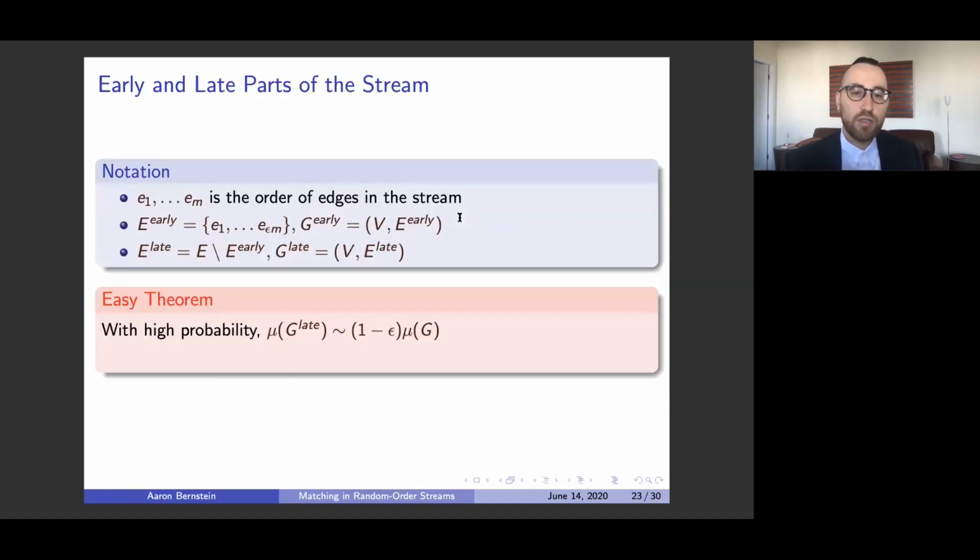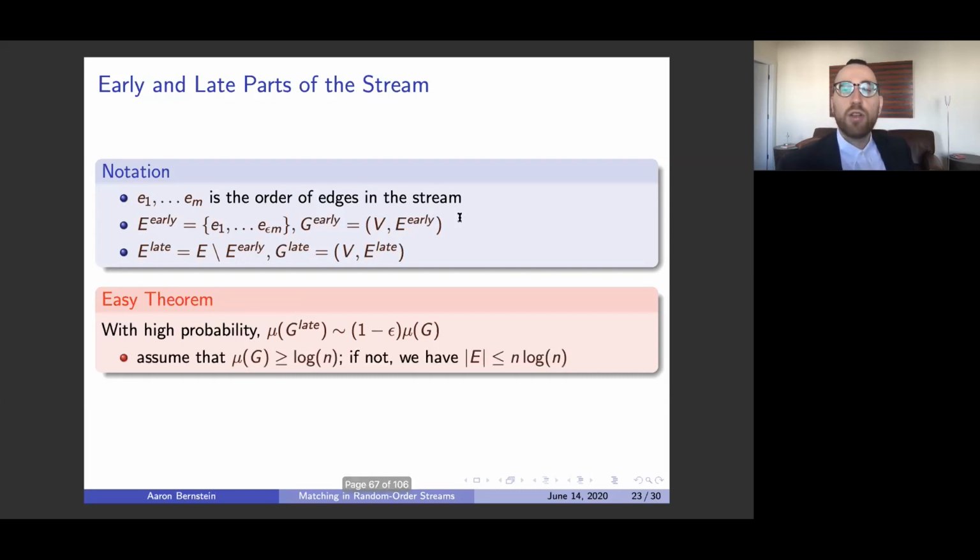So first, just some basics. We're going to split the stream into an early part and a late part. The early part basically contains an epsilon fraction of the edges, and the late part contains all the other edges. The first basic lemma I want to say is that because our edges arrive in a random order, and the late part of the stream contains most of the edges, the maximum matching in the late part is going to be almost as big as the maximum matching in the whole graph.